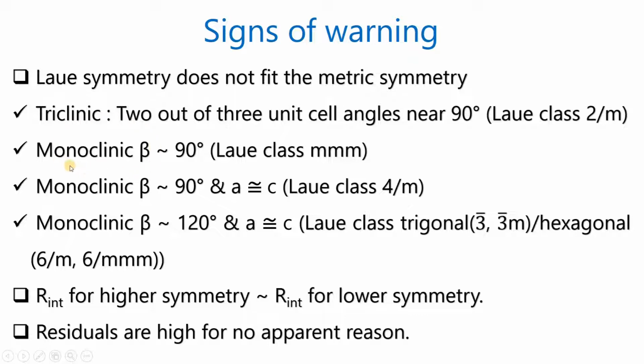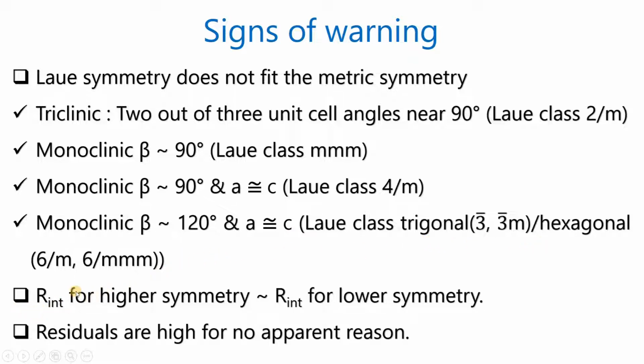In monoclinic, if the beta angle is approximately 90 degrees, the Laue class is then mmm, meaning orthorhombic. Again, in monoclinic, if the beta angle is 90 degrees and the cell axes A and C are approximately equal, then the Laue class is 4/m, tetragonal. And when the monoclinic beta angle is 120 degrees and A is approximately equal to C, the Laue class is trigonal or hexagonal.